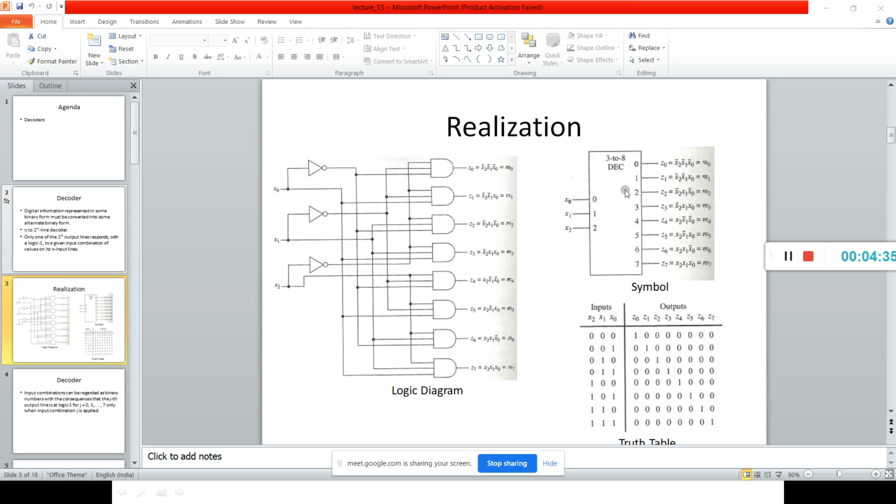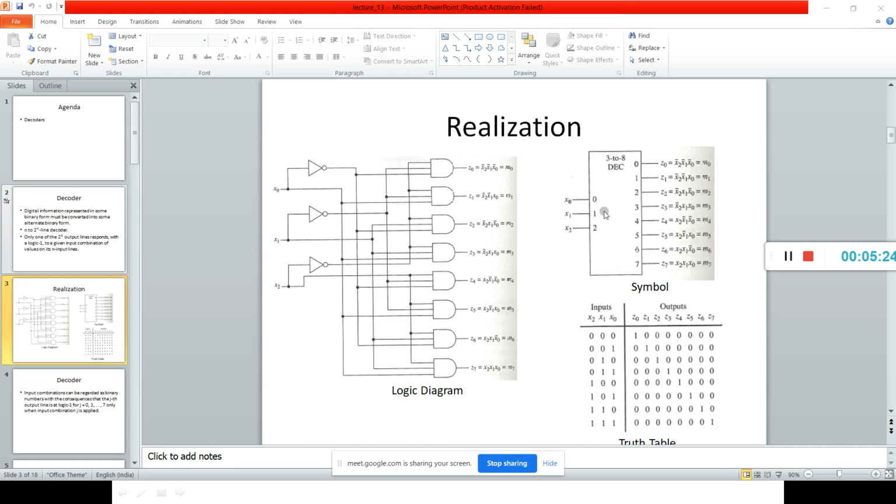This is the logic diagram, this is the symbol, and this is the truth table. Let me explain properly now. Students, these 3 inputs are there: x0, x1, x2, or you can also write x2, x1, x0. How many outputs are there? 3 inputs means 8 outputs, because 2 raised to 3 is 8 outputs, named from 0 to 7. Suppose 0, 1, 0 is selected, then this output line will respond with 1. If x2 is 1, x1 is 1, x0 is 1, then the Z7 output line will be selected.